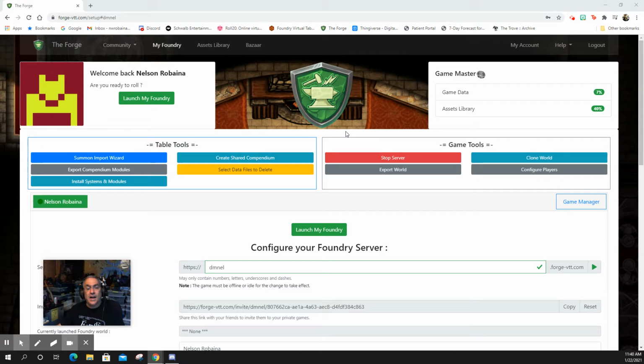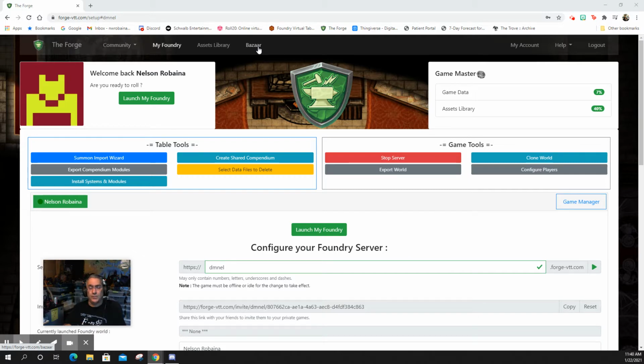So I have the hosting platform as the Forge. There are several that you can pick, but the Forge is the one I went with, and I like it a lot. It serves my purpose well. From here, you can manage your asset library, which would be your tokens, your battle mats, your artwork, your music. All that stuff is in your asset library, and you can also go to the bazaar and get new modules for your virtual tabletop.